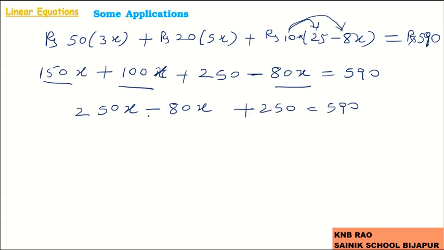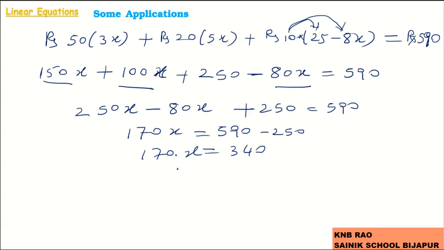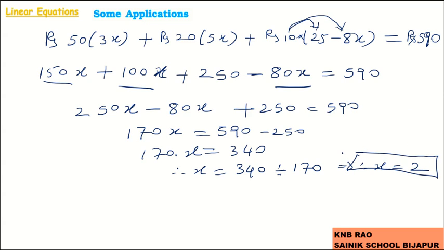Now 250x minus 80x is 170x, plus 250. If it is sent to that side, it becomes a subtrahend. So 590 minus 250 gives 340, which equals 170 times x. Therefore x equals, this 170 is a multiplicand. If it goes to that side, it does division, it becomes a divisor. So therefore x equals 2, we have the ratio constant value found.